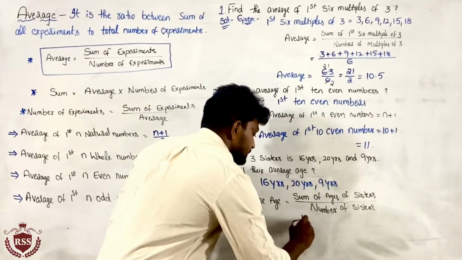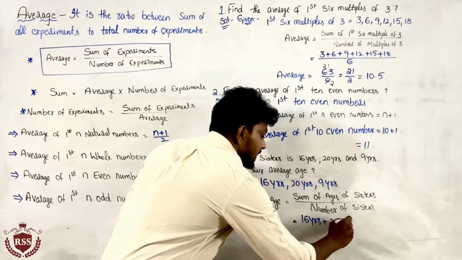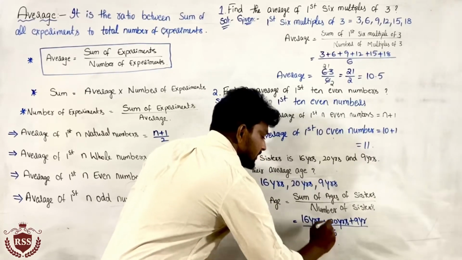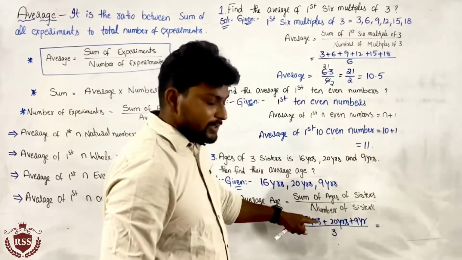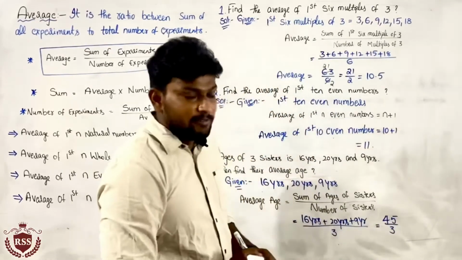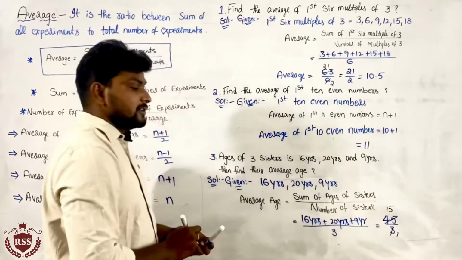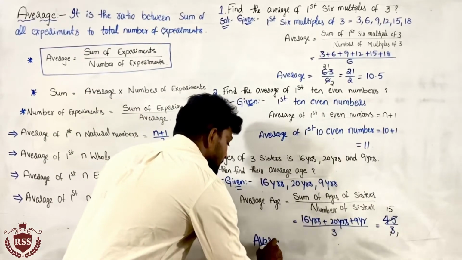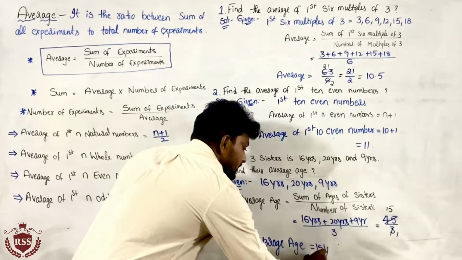So what are the ages of sisters? 16 years plus 20 years plus 9 years by number of sisters, which is 3. If we add the sum, 16 plus 20 is 36, 36 plus 9 is 45, by 3. So if we cancel that, 3 ones are 3, 3 15s are 45. So average age of sisters will be 15 years.